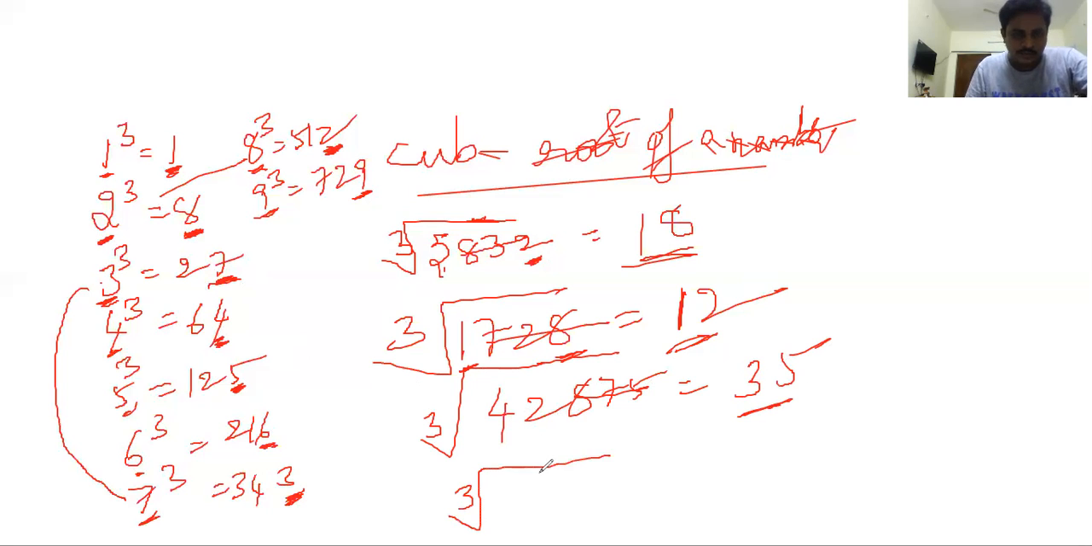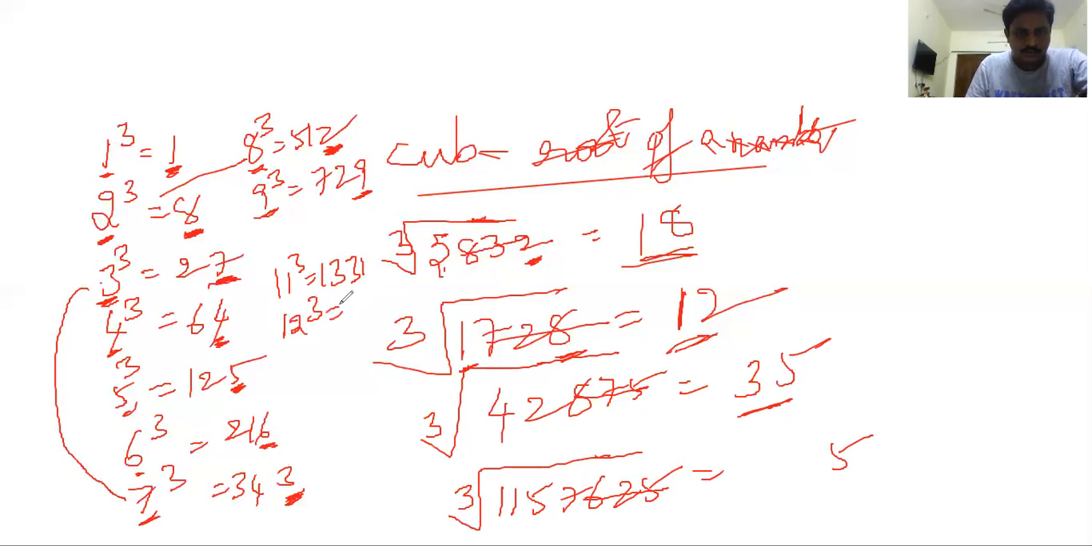Cube root of 1157625. Last digit 5 means we get 5 as the last digit in the root. Remove the last 3 digits, leaving 1157. 11 cube is 1331, 12 cube is 1728, 10 cube is 1000. Now the nearest cube lesser than 1157 is 1000. So 10. So this is 105.